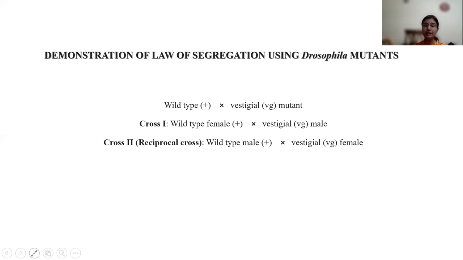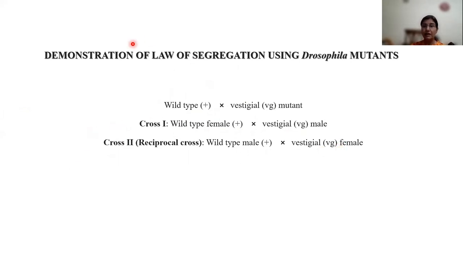So in a typical monohybrid cross, we can set up 2 crosses. Basically, what we do is cross the wild type with the mutant. In the first cross, we take the wild type females, which are crossed with the mutant males. And in the second cross, we set up the reciprocal cross, in which the male would be wild type and the female would be mutant.